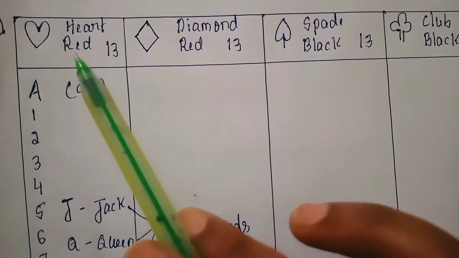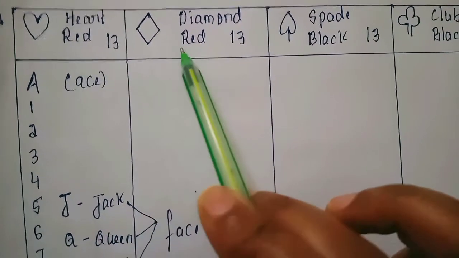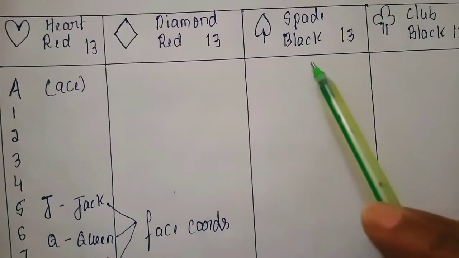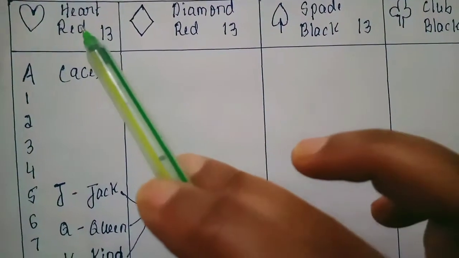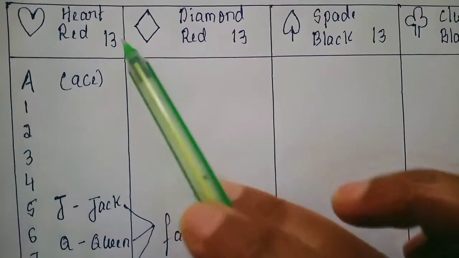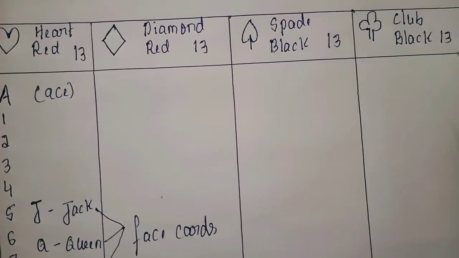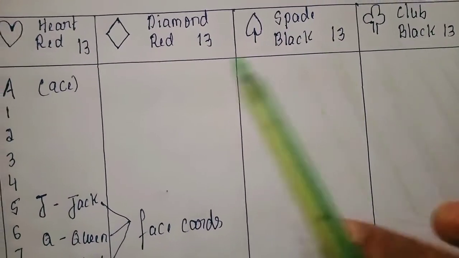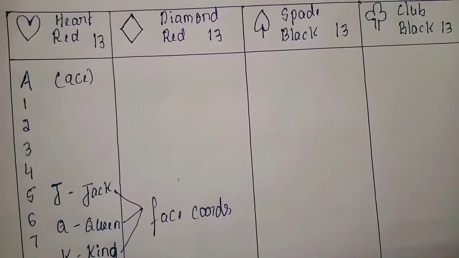So out of 4, 2 symbols are red, that is heart and diamond, and spade and club are black. And in each shape there will be a total of 13 cards. So heart cards will be 13, diamond cards will be 13, spade will be 13 and club also 13. So 13, 13, 13, 13. When you add, it becomes 52 cards.